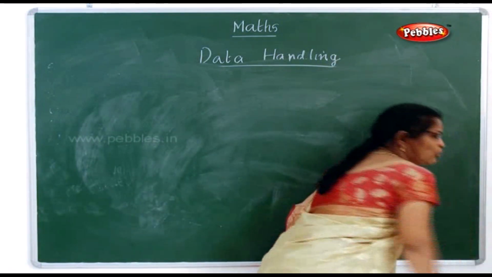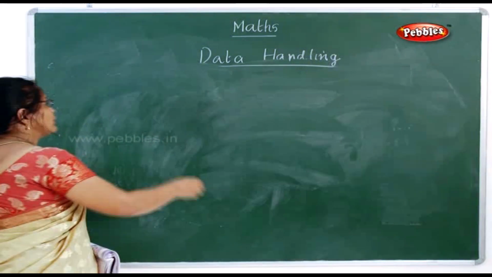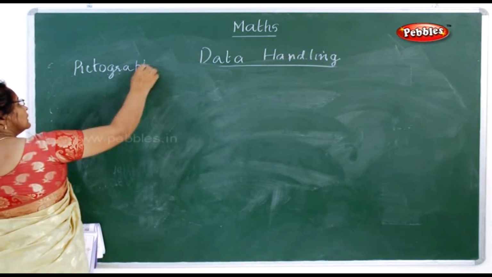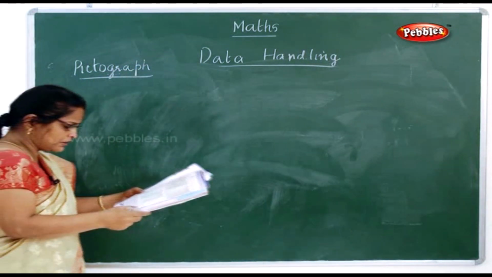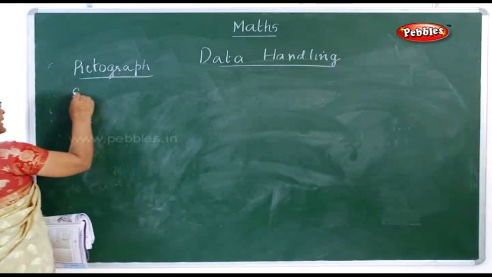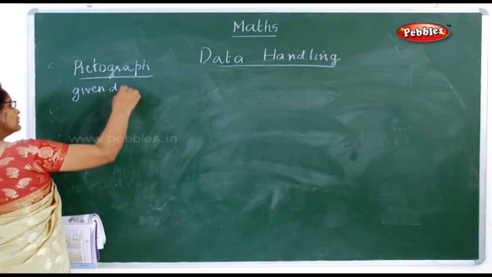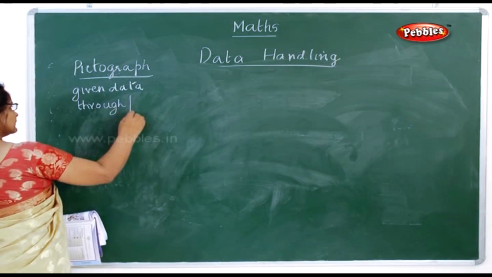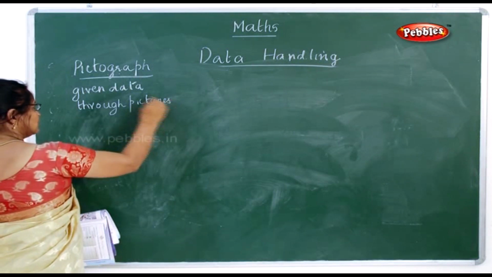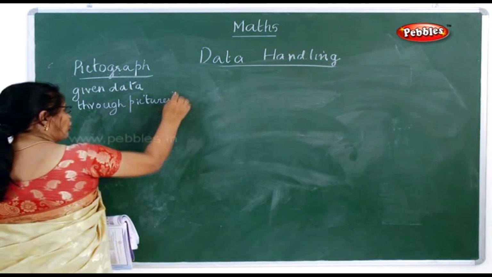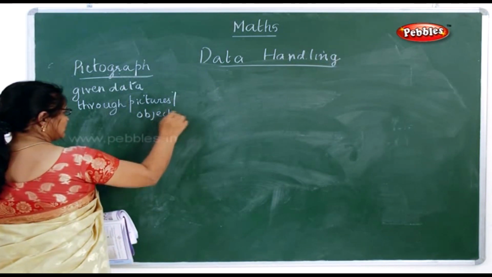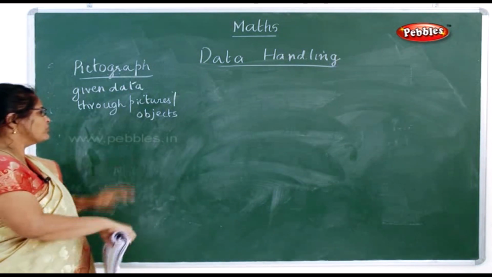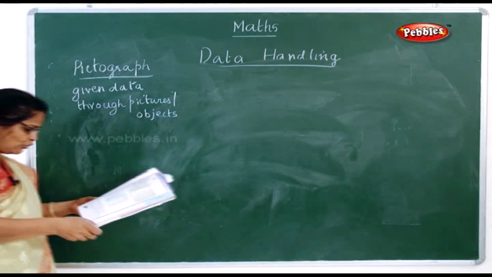Now next we will go on with pictograph. Now what is a pictograph? Can anyone tell me? With pictures, you make a graph. A pictograph is the given data shown through pictures. You can take even objects also. So a pictograph is giving the data through pictures or objects. This is what you call a pictograph.